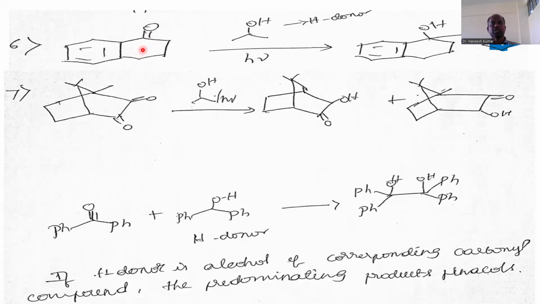Tetralone, the name of this compound is tetralone, treated with isopropanol. When it is irradiated, a product is obtained like this. So suppose a bicyclic compound having two carbonyl groups is treated with alcohol in the presence of light, only one of the carbonyl groups is reduced. This carbonyl group is reduced, or this carbonyl group will be reduced. The obtained product is a mixture. With this, I will go to the next slide.